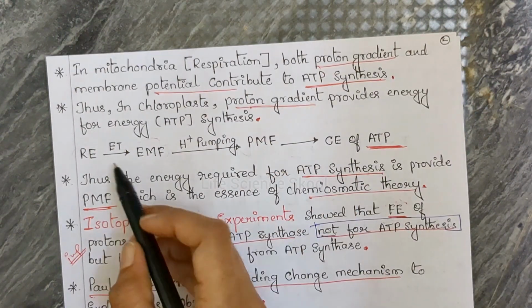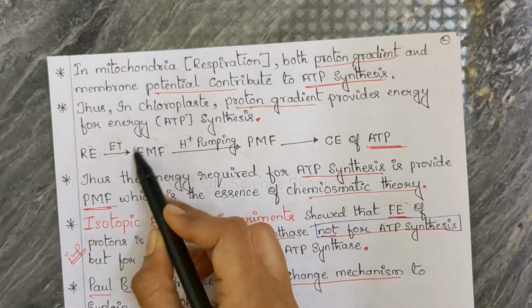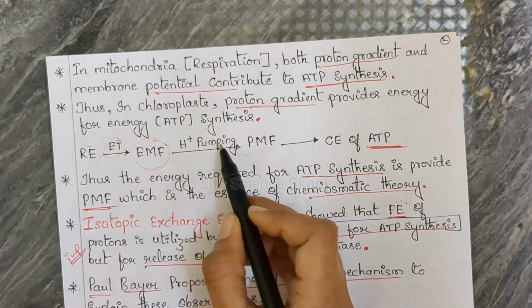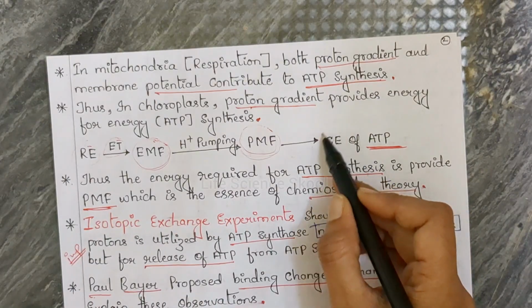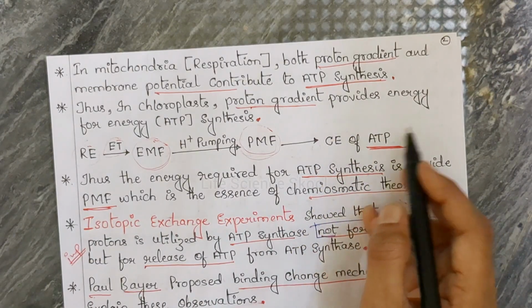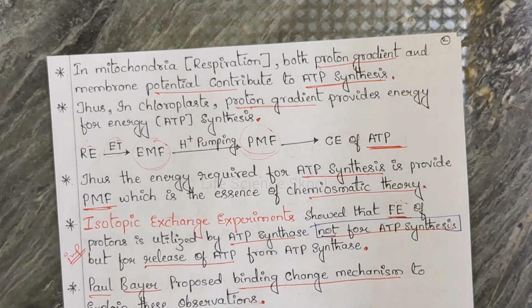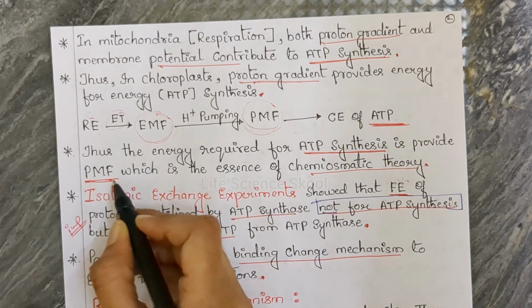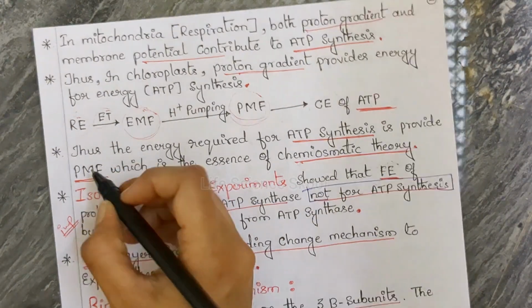Now, radiant energy drives the electron transport that produces the electron motive force. This produces the hydrogen proton pumping. The proton pumping produces the proton motive force, which releases the chemical energy, that is, ATP is synthesized. This is another key sentence to remember. Thus, energy required for ATP synthesis is provided by proton motive force, which is the essence of the chemiosmotic theory. So the energy provided in the chemiosmotic theory is the proton motive force.